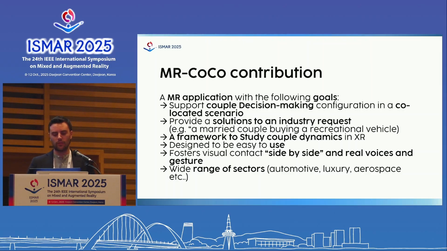The application can be used in various scenarios, such as automotive, luxury, aerospace, or boats. The system was designed to be easy to use and to promote visual communication between participants, fostering co-presence and natural interaction through voice and gestures.